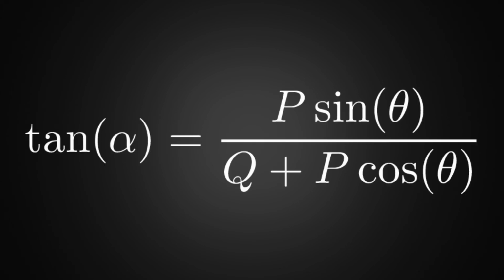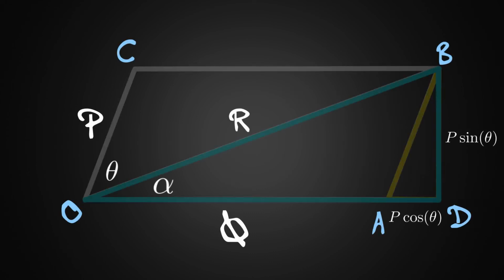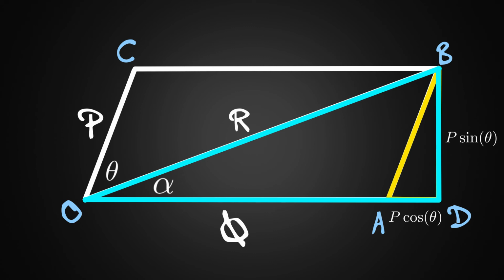And the next part is pretty easy. We are asked to find the direction. Get an expression for tan alpha. It would be tan alpha is equal to P sin theta over Q plus P cos theta. If you look at the diagram, you'll understand how this expression is obtained.